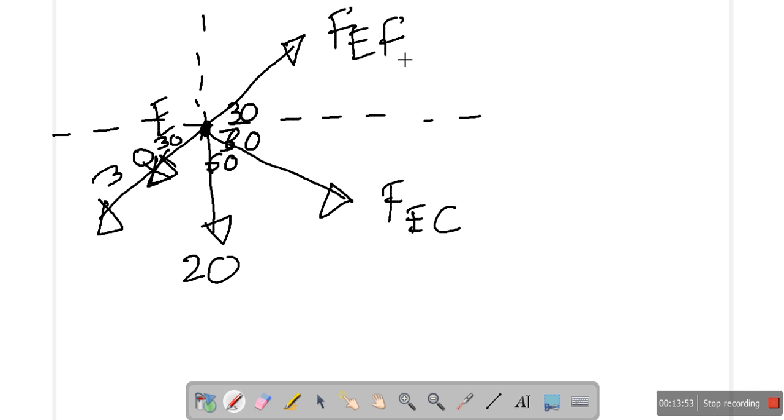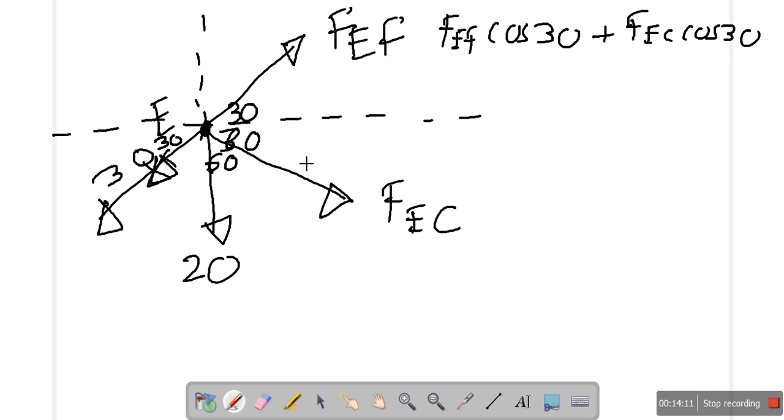So I am going to write the two equations here. One is sigma Fx equal to 0 with right side positive. So what I have is FEF cos 30, that is to the right, plus FEC cos 30 is also to the right, minus this 30 cos 30 to the left, equal to 0. That is one equation.